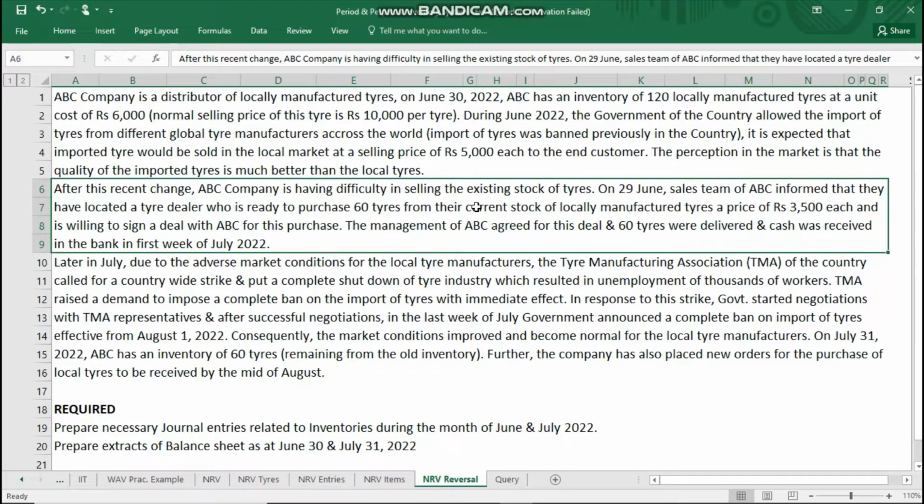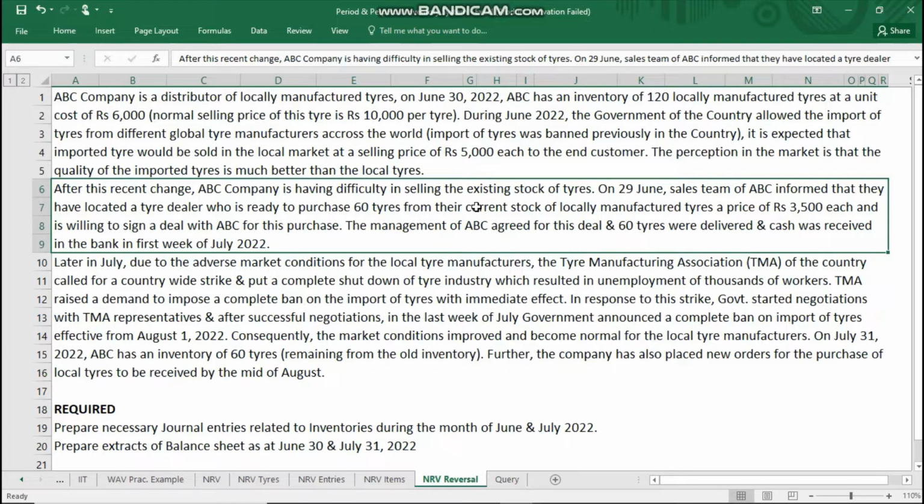Bismillahirrahmanirrahim. Our today's video is going to be a continuation of our previous lecture in which we discussed a tire manufacturing business, and we have seen that initially there were some inventory write downs to net realizable value, and subsequently due to the improvement in the business situation and business coming back to normal, we saw the reversal of NRV write downs.